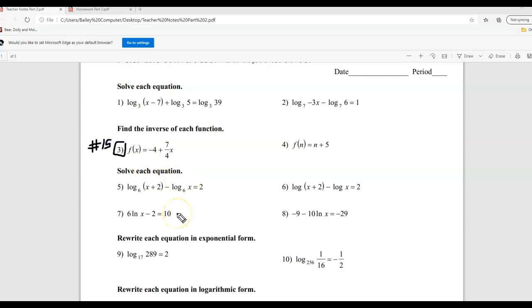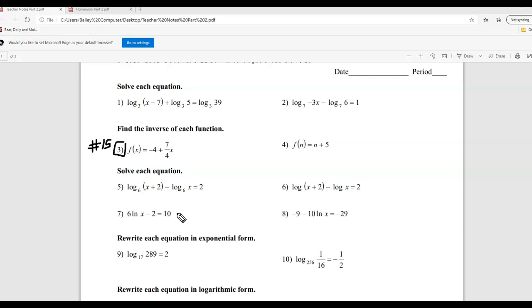Okay, so it says find the inverse of the function. Now the reason that we talked about this is you can find the inverse of any function you want to, but the reason we're talking about it now with logs is because what a logarithm is basically is just an inverse of an exponential function, so they're kind of like opposites of each other. So the steps for finding an inverse are as follows.